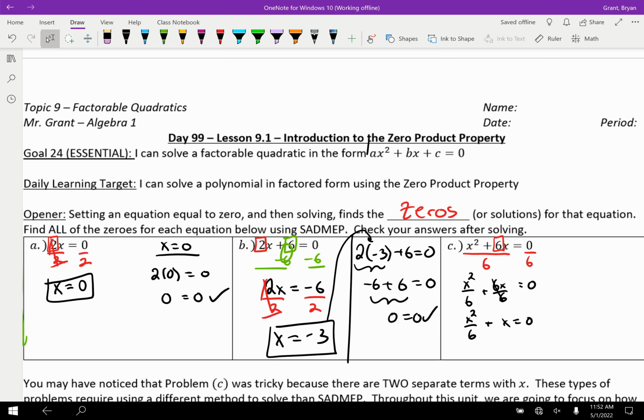Now for today, we just looked at ax squared plus bx equations. Next class, we're going to bring back that c. So we have an equation with 3 terms, and we're going to talk about how it all ties together.